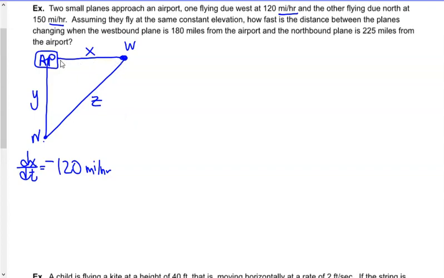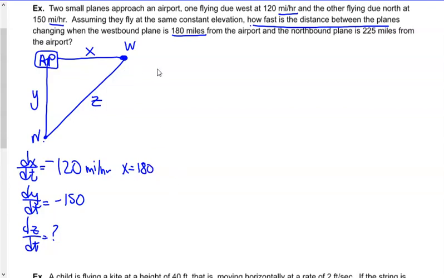The distance here is decreasing. Also, this distance here is decreasing as well. So then for our rate of change in the y direction, dy over dt is also going to equal a negative 150. How fast is the distance between the planes? Here is the distance between the planes. That's what I'm looking for. I'm looking for dz over dt. That's what's in question when the westbound plane is 180 miles. So specifically when x equals 180.